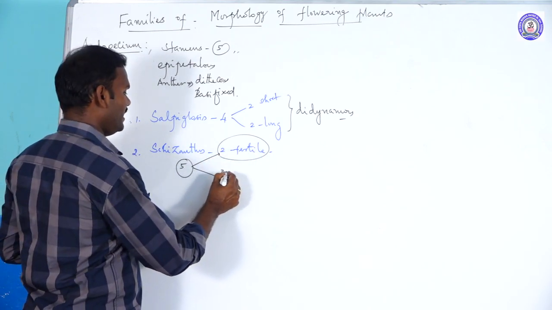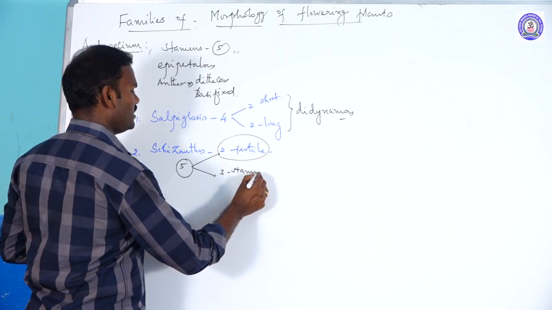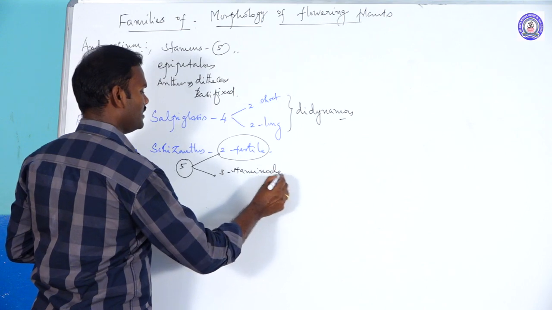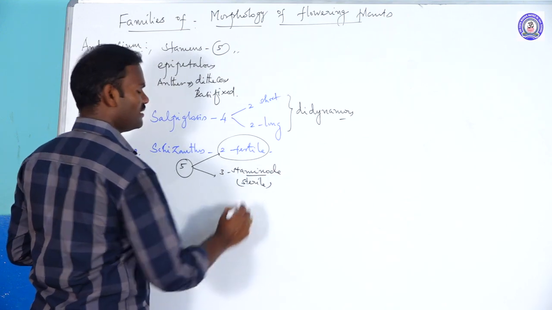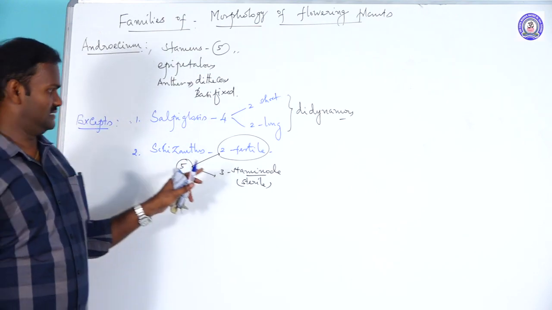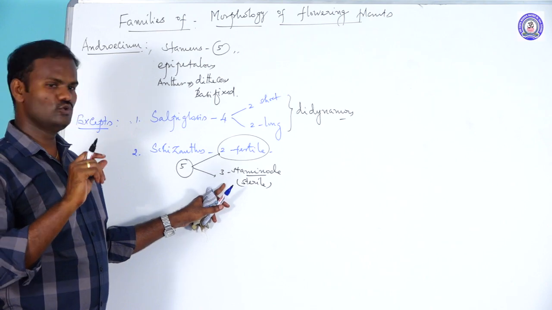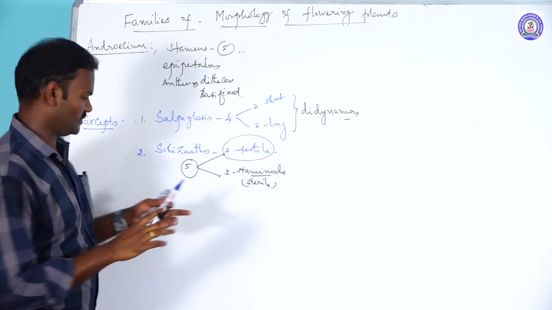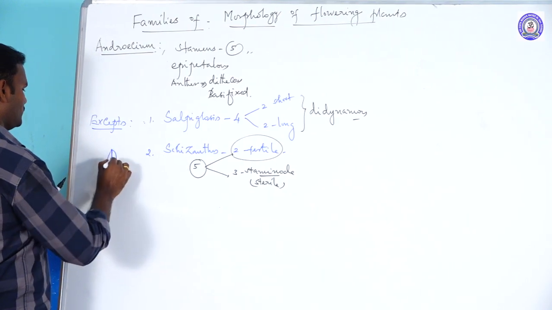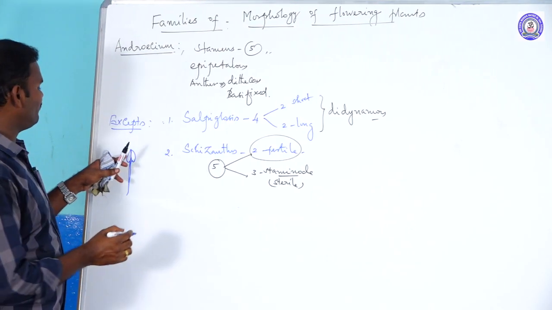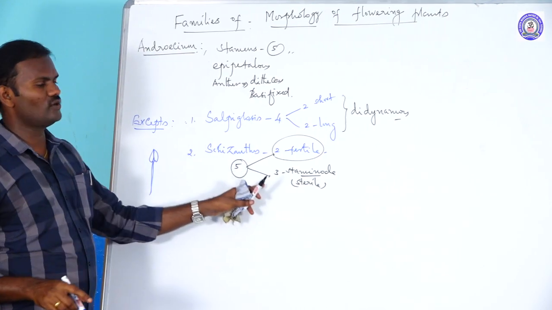The remaining 3 stamens are reduced into staminodes. It is nothing but sterile. Then what is called a staminode? A stamen that may not produce a fertile anther. Such sterile stamens are called staminodes.